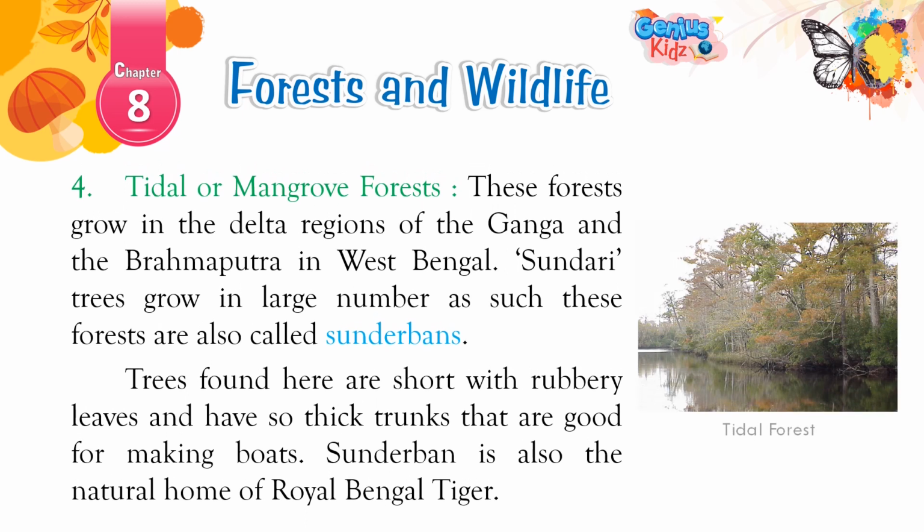4. Tidal or mangrove forests. These forests grow in the delta regions of the Ganga and the Brahmaputra in West Bengal. Sundari trees grow in large numbers. As such, these forests are also called Sundarban. Trees found here are short with rubbery leaves and have thick trunks that are good for making boats. Sundarban is also the natural home of the Royal Bengal tiger.